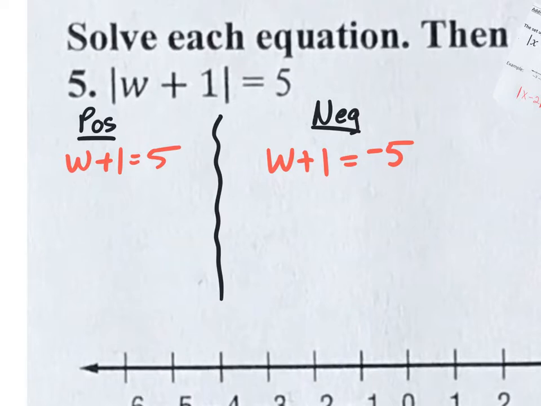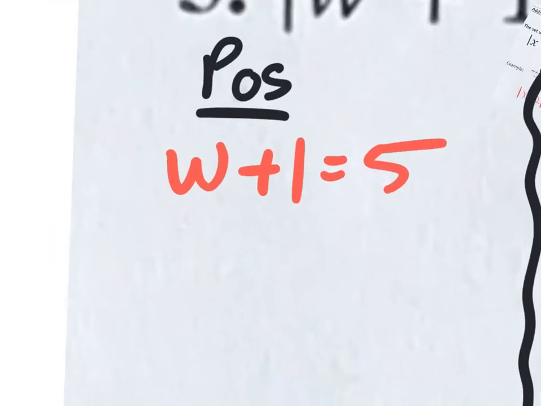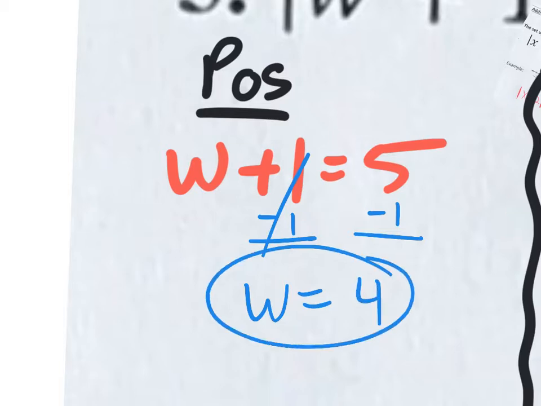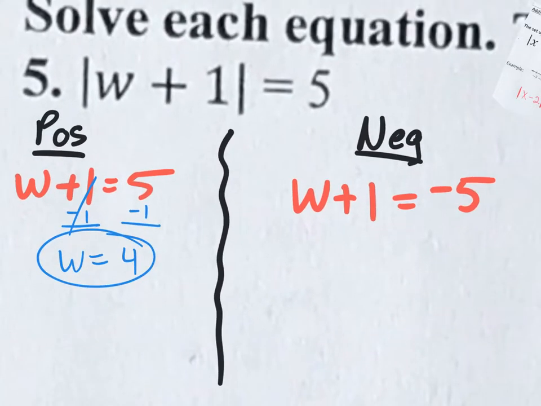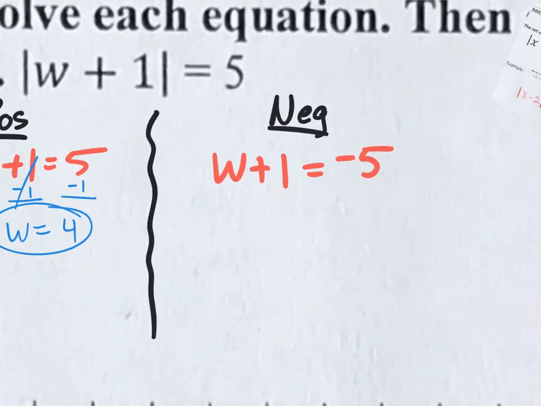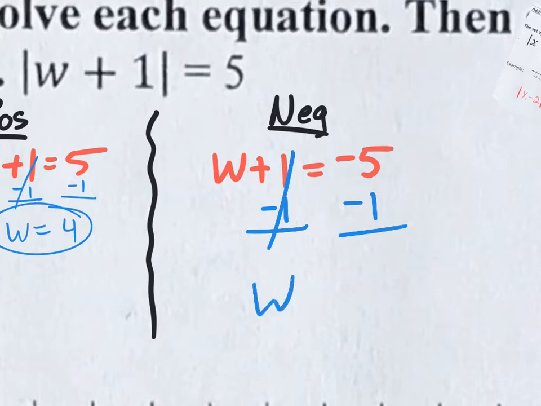So if you look at the left, this one right here, let me zoom in. Let's solve that one. So how are we going to solve it? Well, you're going to subtract 1, W equals 4. So just because the positive situation is 4 doesn't mean that the negative situation is going to be -4. That would be incorrect. Do not do that. Over here on the negative situation, when we solve, we're going to have -1 to cancel out that positive 1, and it will be W equals what? There you go, -6. So there's our other answer.